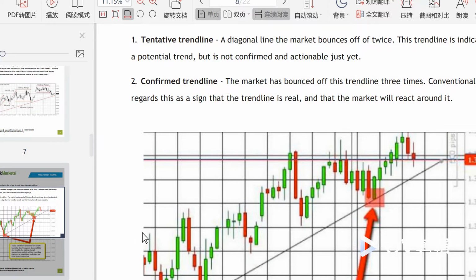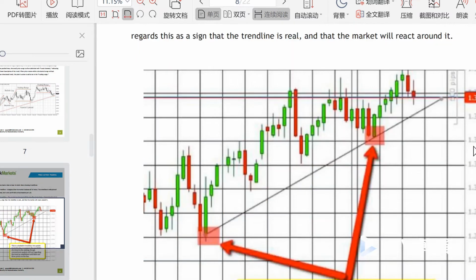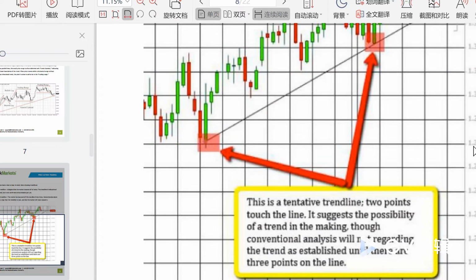Maybe this has hit it twice and then the third time. So when you hit it the third time, that means this is a confirmed trend. So you can maybe start trading, adding maybe bullish trades on your trading accounts.